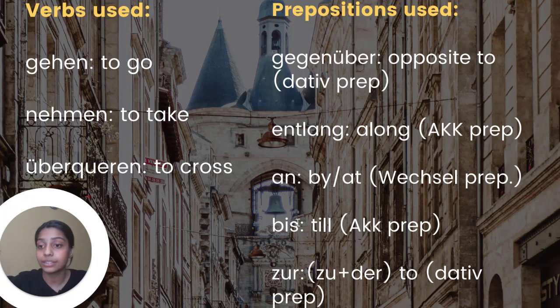Bis means till. We use this when we want to tell the deadline of something, and it is an accusative preposition. So we also used this at some points. Bis, the accusative preposition, means till.